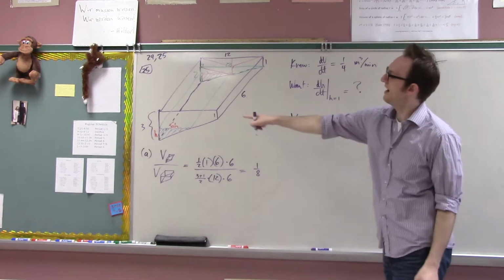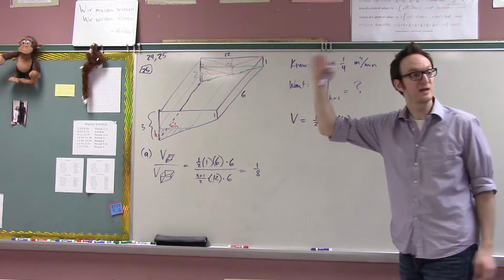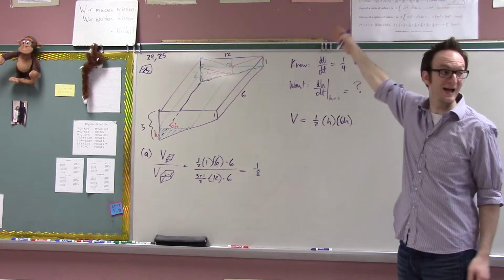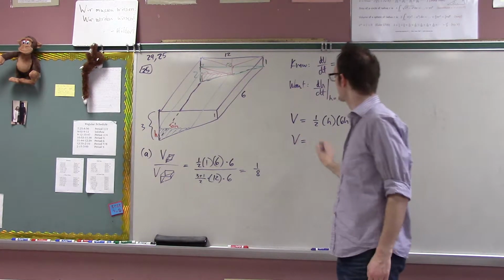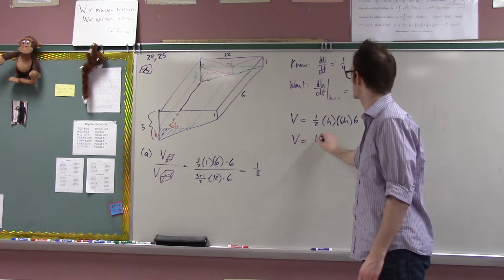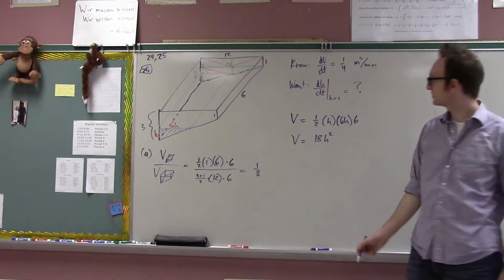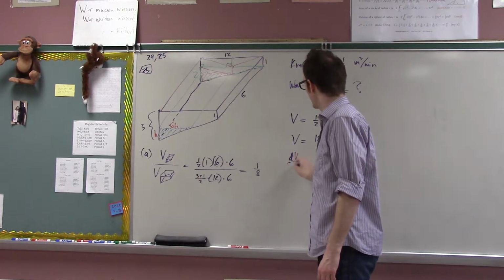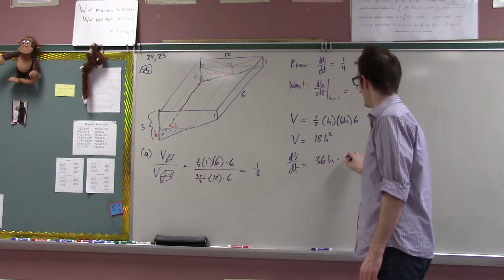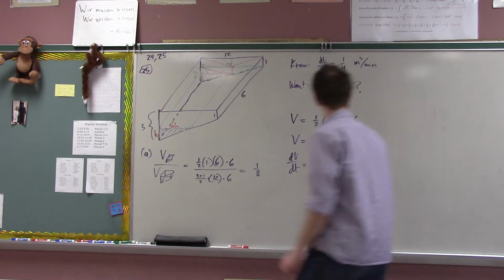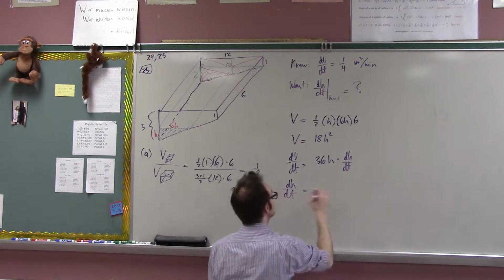So the area of that triangle is 1/2 h times 6h, and we multiply the area of that triangle by the height of the triangular prism, which is just another 6. All right, so now I have the relationship between the volume and the height. It is just 18h squared. And now the problem's just easy from here on out, right? Differentiate both sides with respect to t, and I get that dV/dt is 36h times dh/dt. And since I want dh/dt, I'll solve for that.